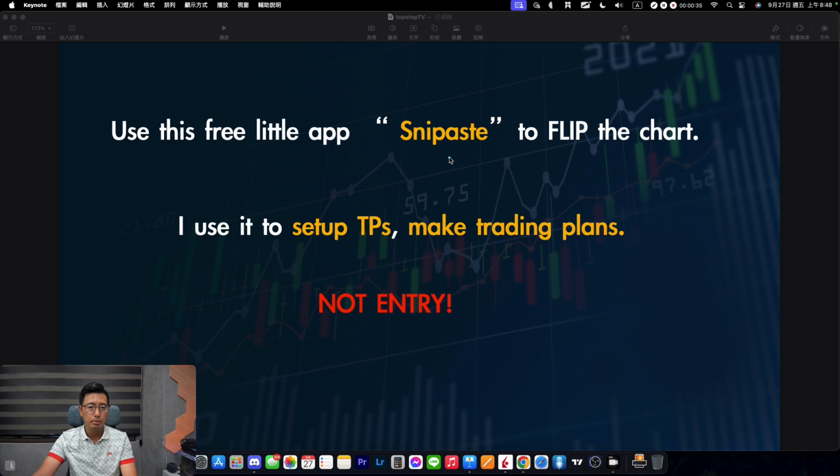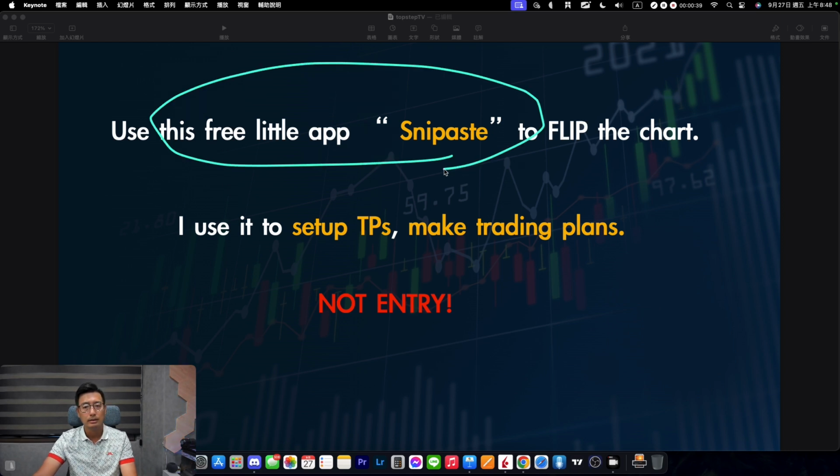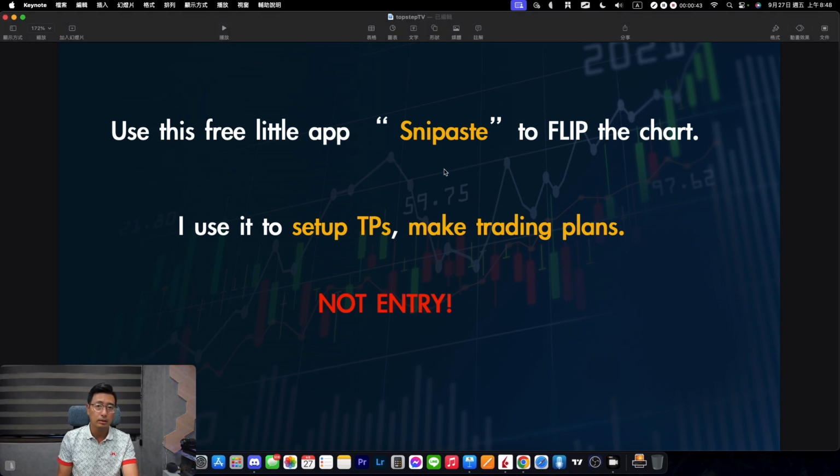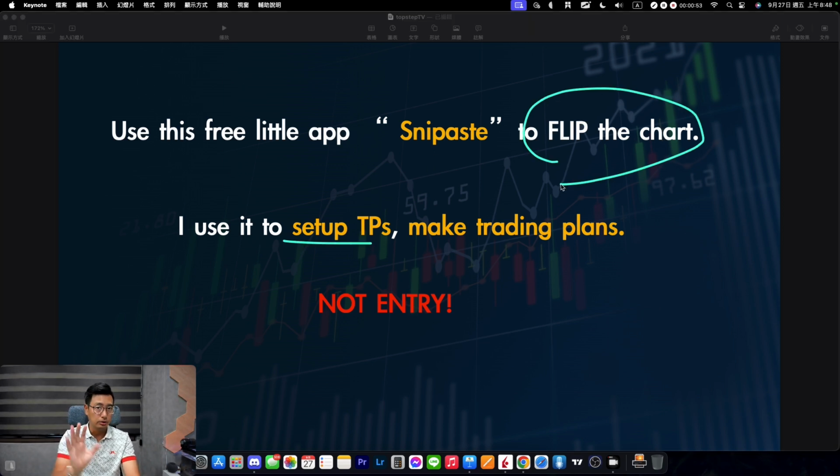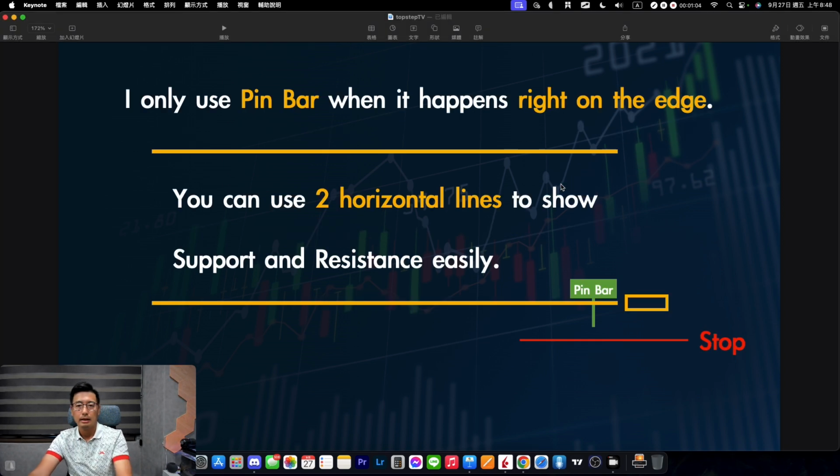Be sure to prepare this free little app. It's called Snip Paste. You can Google it and download it for free. I use it to flip the chart. Later I'll teach you guys. I use it to set up my target and to make trading plans, but not to enter the market.